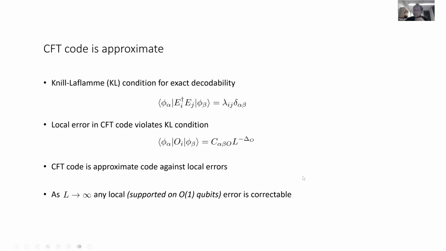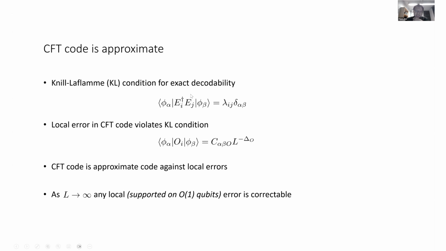Instead, you would have an approximately correctable error. As our well-known colleagues Knill and Laflamme showed, the Knill-Laflamme condition is the condition for exact decodability. Here phi alpha and phi beta are the code words, the logical states that you encode, and E_i and E_j are just errors. Whatever errors you could have, you can, for example, put a Pauli Z error on one side and a Pauli X error on another side. That's good enough.